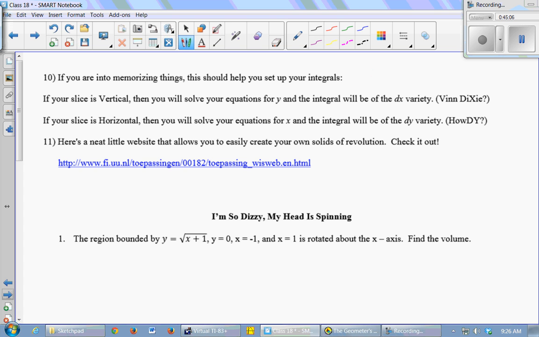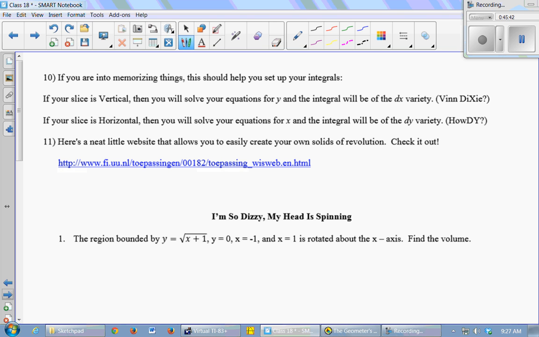So if you're into memorizing things, this should help you set up your integrals. If your slice is vertical, solve your equation for y, and the integral will be of the dx variety. Vertical slices, dx integral, your variable should be x. So Vin-Dixie: vertical, dx. Horizontal slices, you're going to solve your equation for x, and your integral will be of the dy variety. Howdy: horizontal, dy.